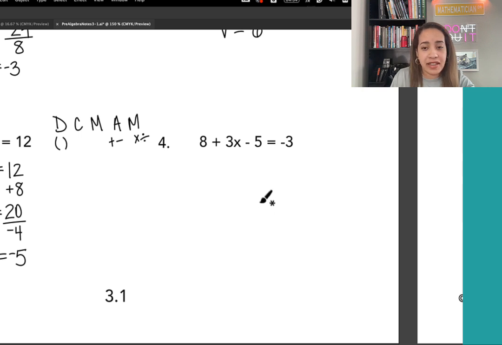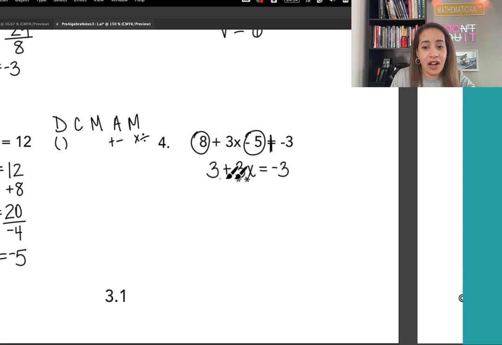But I do see that I can combine like terms. On the left side of the equal sign, I see some terms that look alike. We've got an 8 and a negative 5. I am making sure to include those signs in front of the integers. So I can combine 8 minus 5 to give me 3. So now I've got 3 plus 3x equals negative 3.